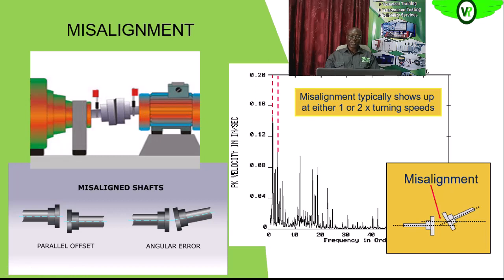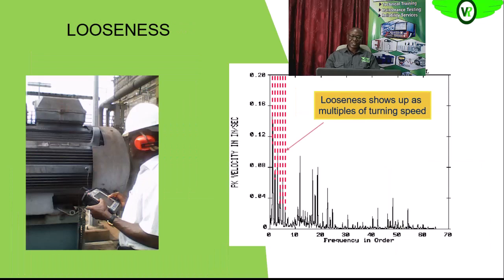So this misalignment, we can see it on the spectrum at 1 times or 2 times turning speed. Peaks at those two positions will tell us, but basically 2 times turning speed will show us the misalignment, and especially if we have that peak also in the axial direction. Are we getting it? That is a clear sign of misalignment.